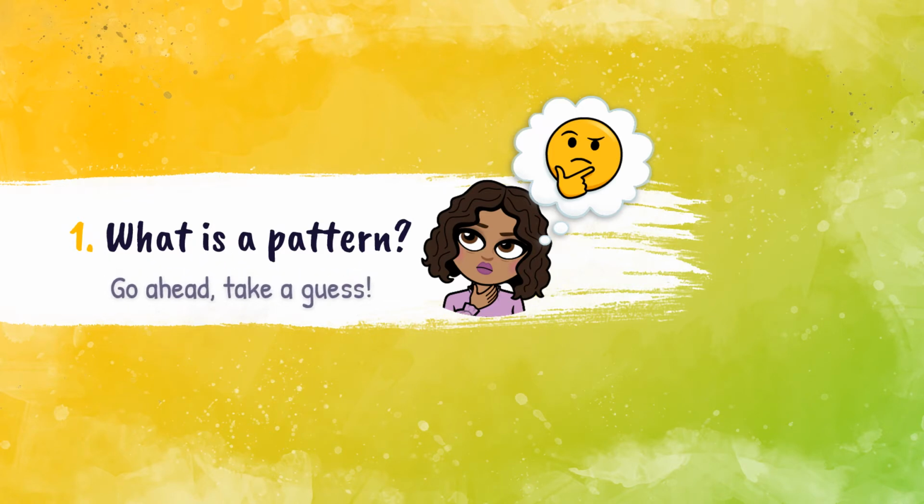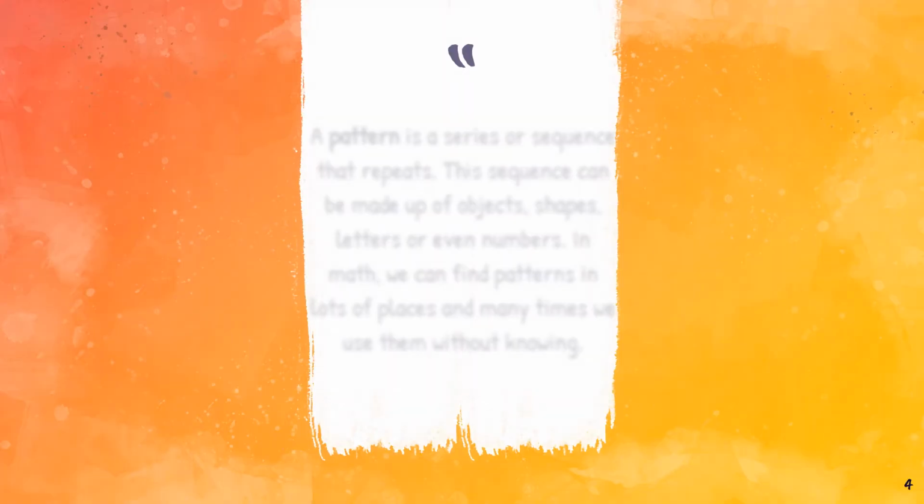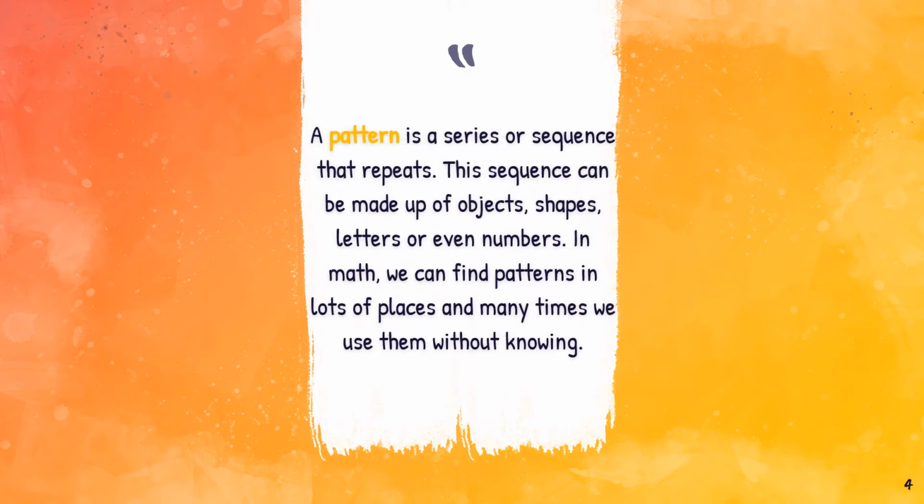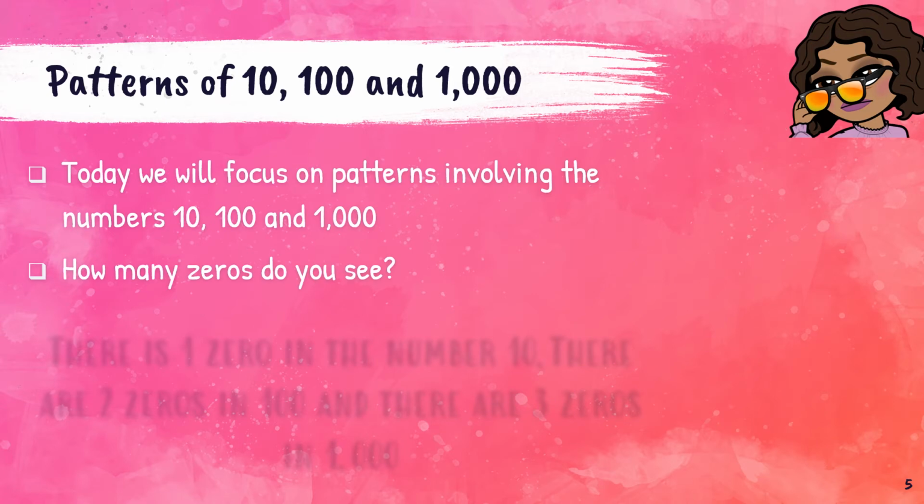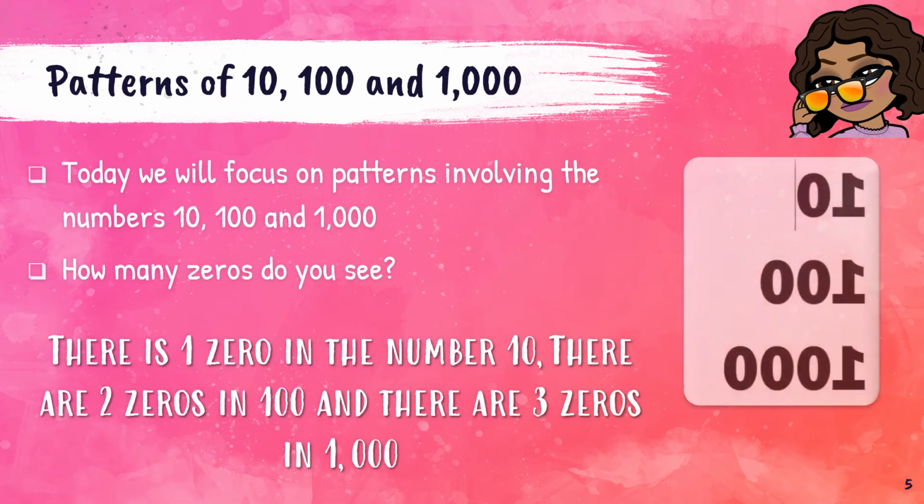What is a pattern? Go ahead, take a guess. A pattern is a series or sequence that repeats. This sequence can be made up of objects, shapes, letters, or even numbers. In math, we can find patterns in lots of places, and many times we use them without knowing. Today, we will focus on patterns involving the numbers 10, 100, and 1000.